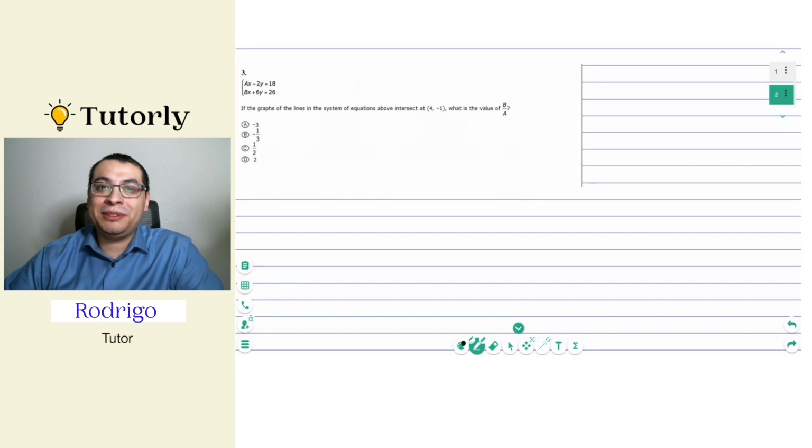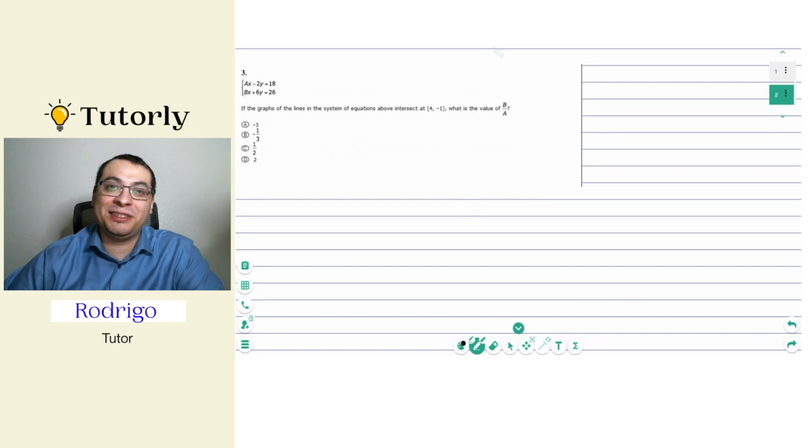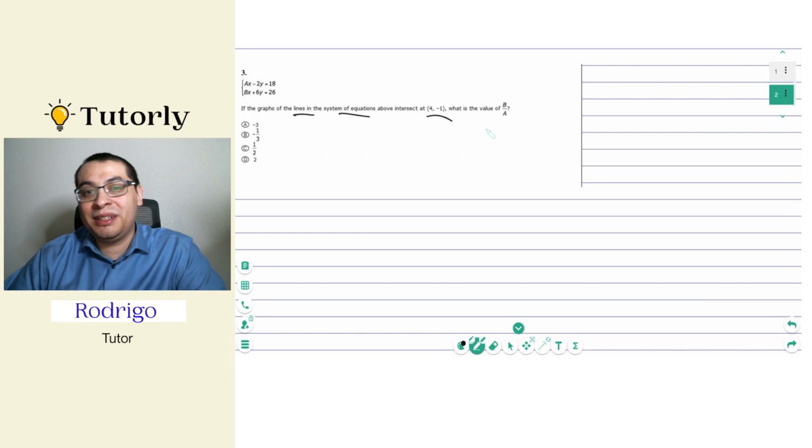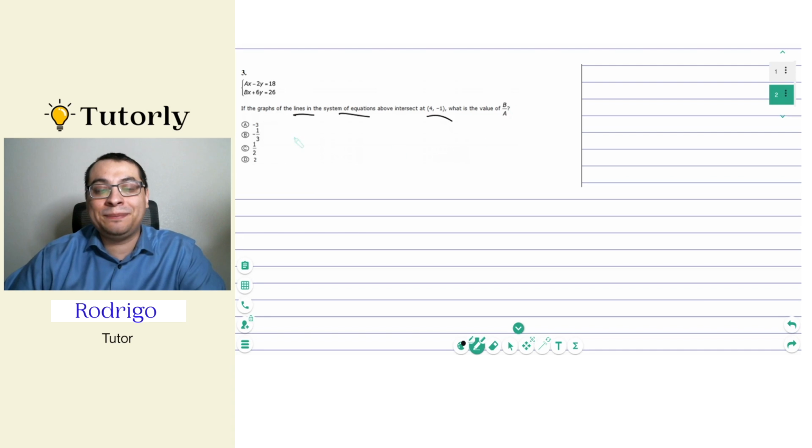Hi, my name is Rodrigo, and I'm going to explain how to solve a trickier problem involving a system of equations. So the problem reads, if the graph of the lines in the system of equations above intersect at coordinate (4, -1), what is the value of b over a?